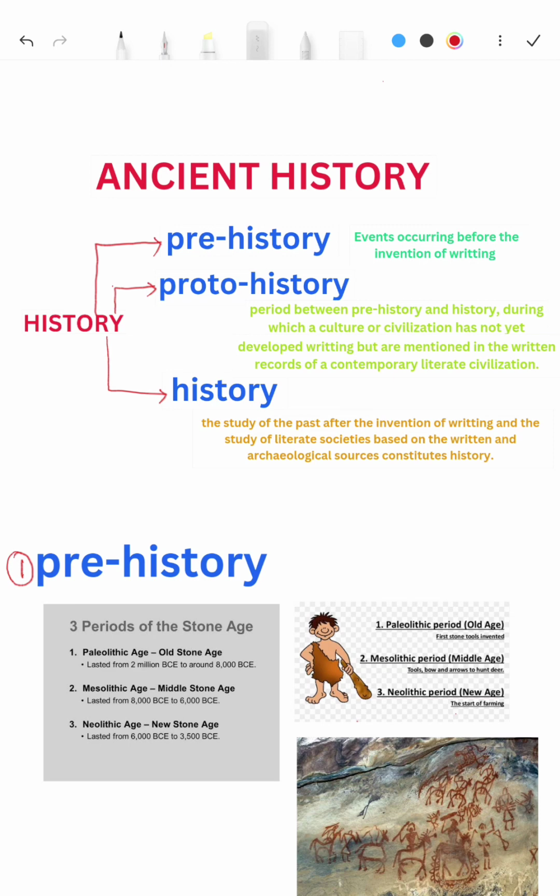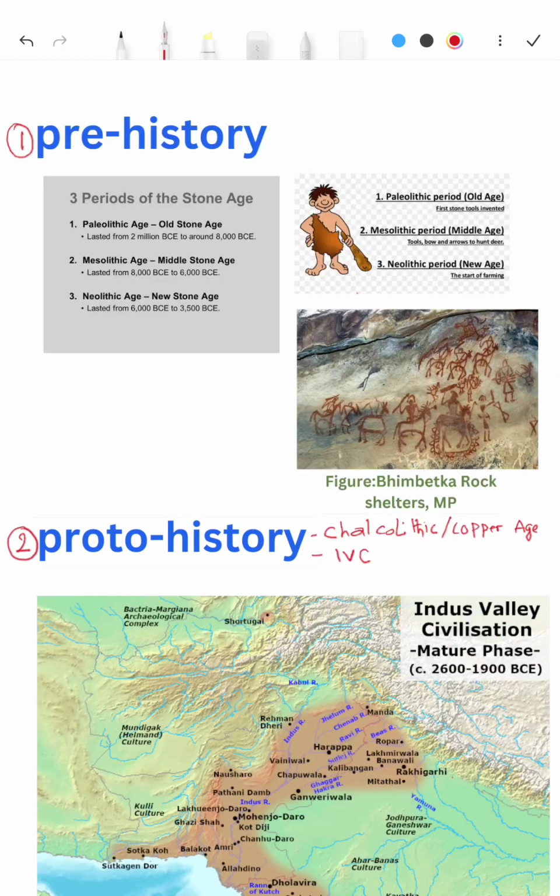Proto-history is the period between prehistory and history, during which a culture or civilization has not yet developed writing but is mentioned in the written records of a contemporary literate civilization. And the third, history, the study of the past after the invention of writing and the study of literate societies based on the written and archaeological sources, constitutes history.